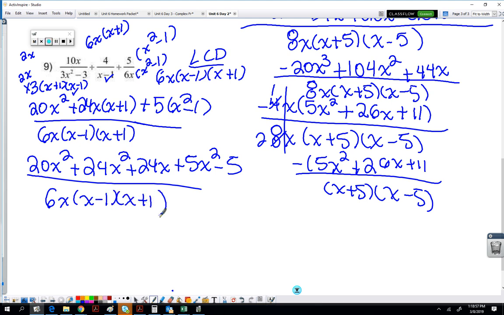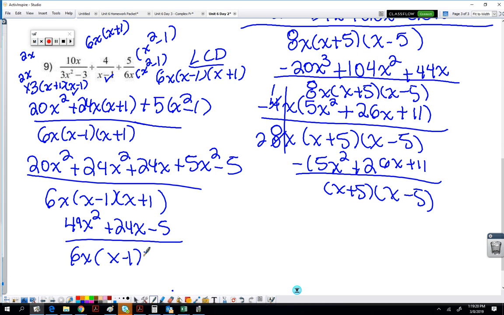And then I combine like terms, so that is going to give us 49x squared. And then I got plus 24x. And then I got minus 5. And you say, can I factor down even more? I don't believe so. Let's see. I got to make sure. Okay, there we go. All right. Feel free to check to make sure if you can factor the top. If you can, do it. If you can't, that's fine.